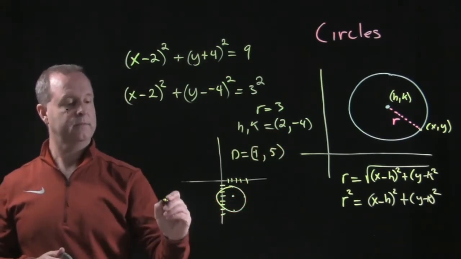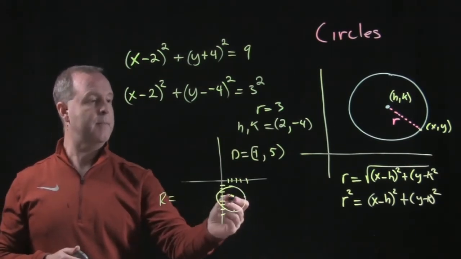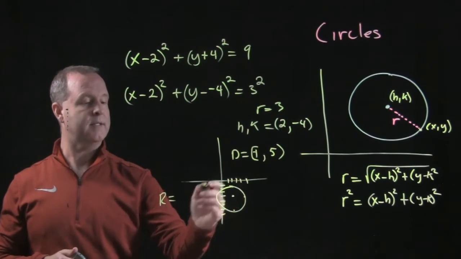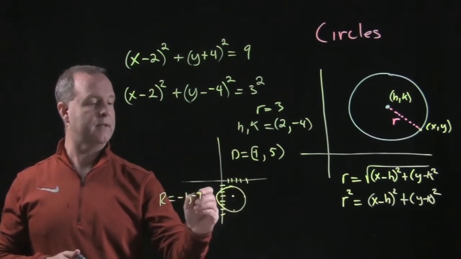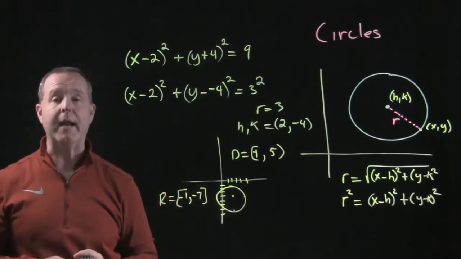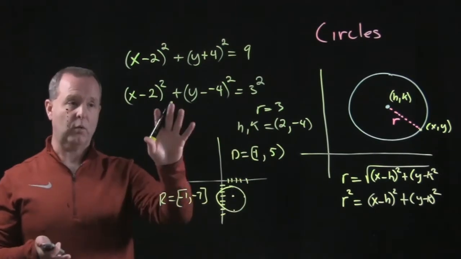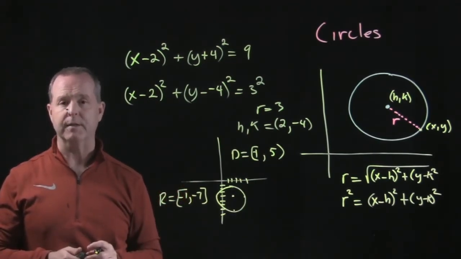And the range are all my values of y. If my middle point is a negative 4 and a radius of 3, I know negative 1 to negative 7 is my range. So likewise, with graphs that are circles, we can also identify their domain and their range.